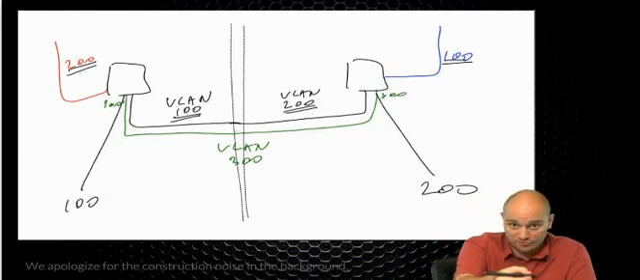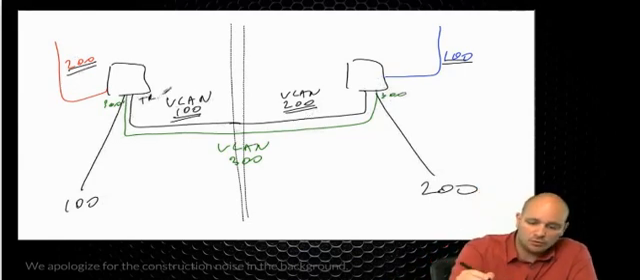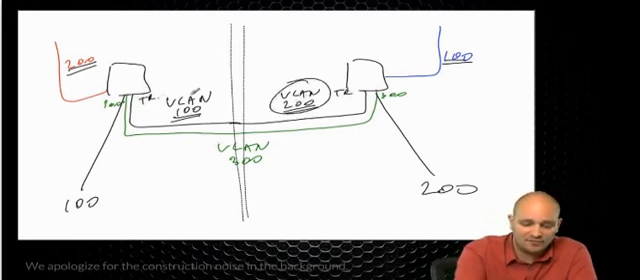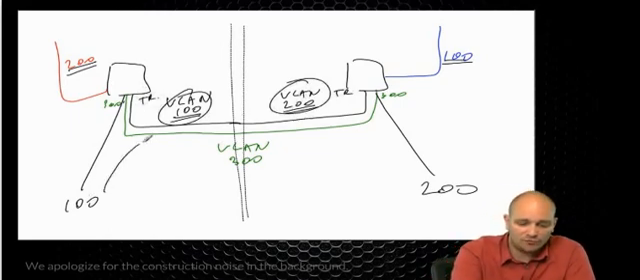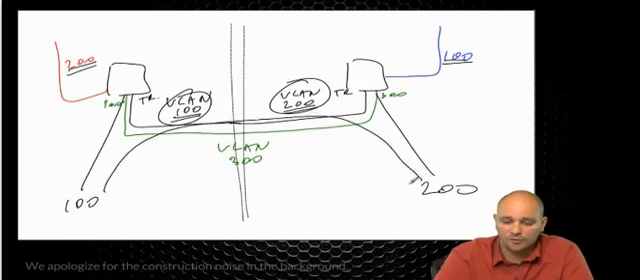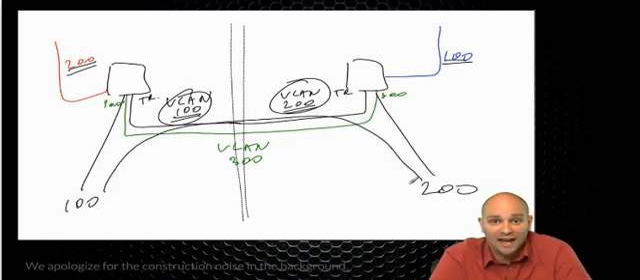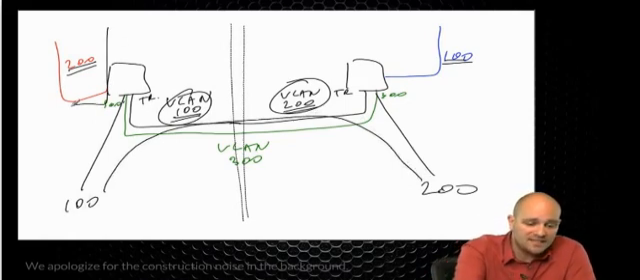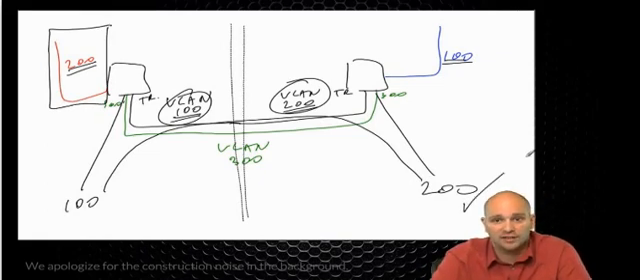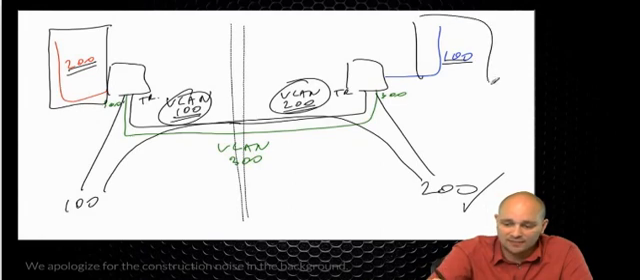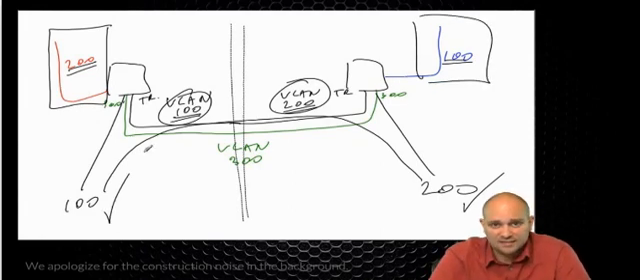So one way of solving this problem would be to configure these as trunks, have VLAN 200 as native on this side and VLAN 100 native on this side, and that way VLAN 100 from this side will actually speak to VLAN 200 on this side and the other way around, while this VLAN 200 here is completely unaware that there is a VLAN 200 existing on this side, and the same thing in this direction.